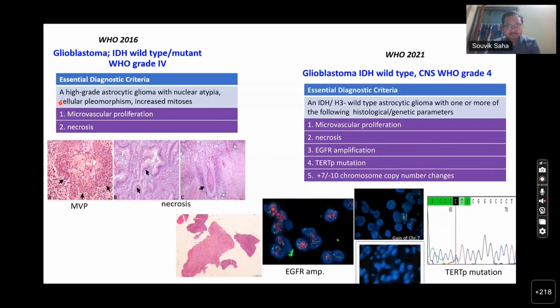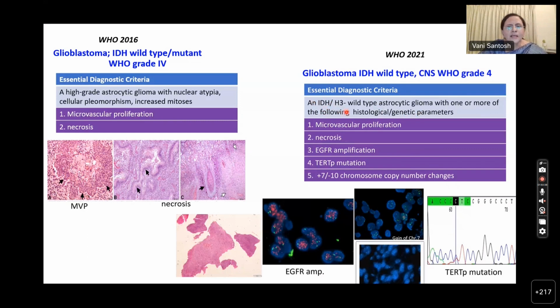So in the previous classification, we had two types of glioblastoma, IDH wild type and IDH mutant. And at that time, the essential criteria was a high-grade astrocytic glioma with nuclear atypia, cellular pleomorphism, and increased mitosis with microvascular proliferation and/or necrosis. That was the definition for glioblastoma in the 2016 classification. And that could be mutant or wild type. But now we know that it is only wild type. There is no mutant at all.